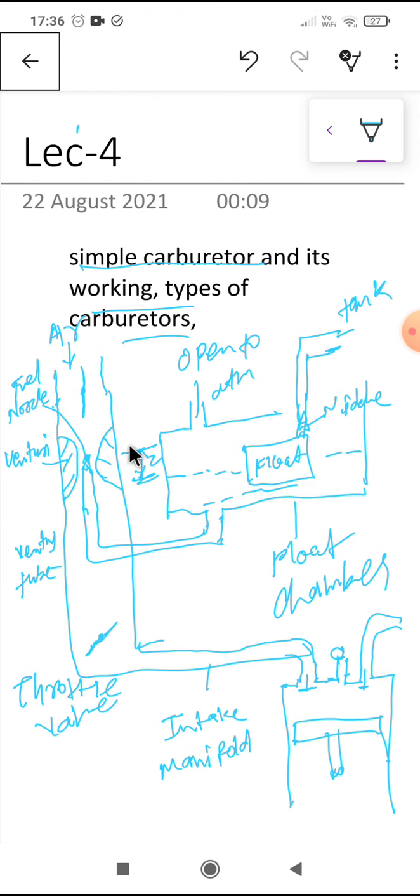The diameter of the fuel nozzle, this diameter here, and the Venturi tube are designed so that it provides a nearly stoichiometric mixture at different positions of the throttle valve.